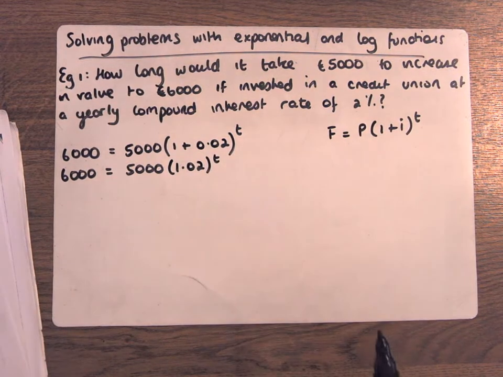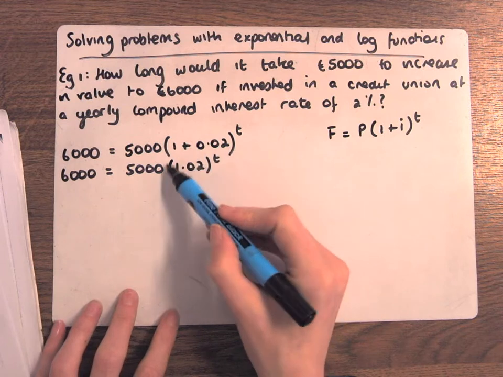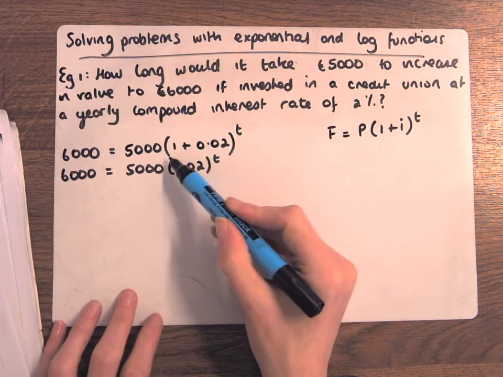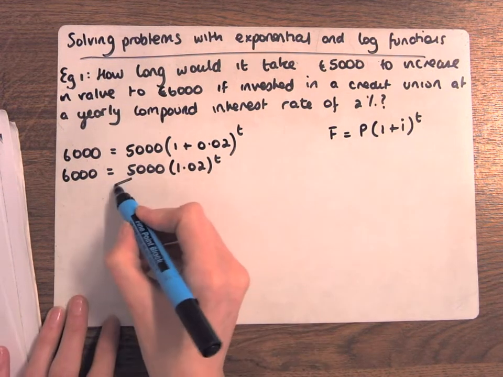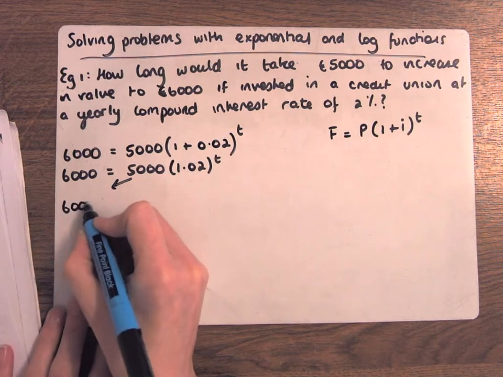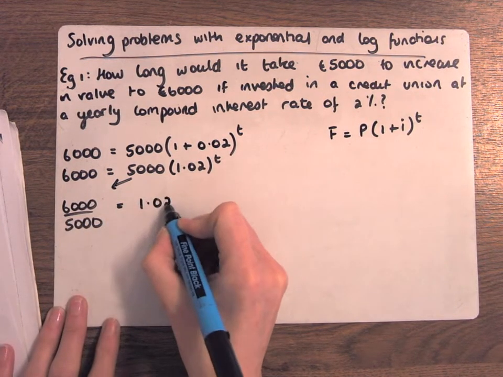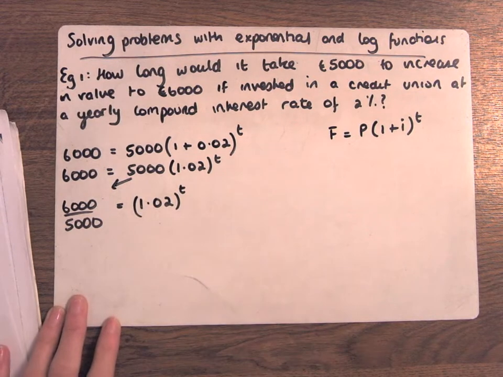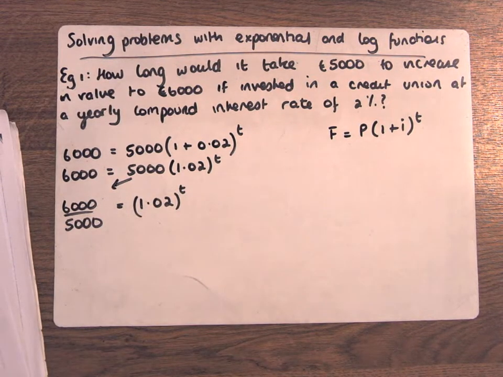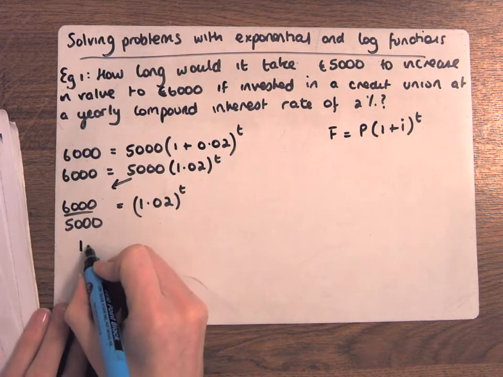Now I'm interested in finding the power. So that means I need to try and get this part on its own. Where does that 5,000 go? Under. Okay, 6,000 over 5,000 is 1.2.